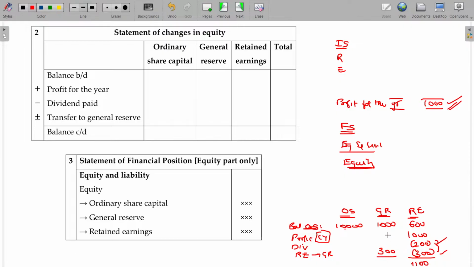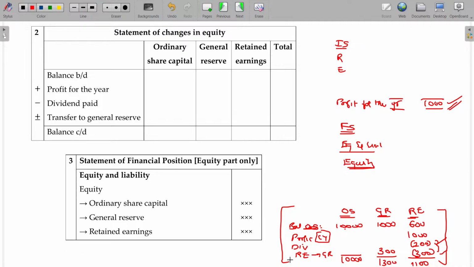In your general reserve for the future requirement, 1000 rupees is the opening balance, and with that 300 rupees from retained earnings is added, then it becomes 1300. And there is no change in the ordinary share. If there is any fresh issue, then it will give rise to the ordinary shares, but we assume there is no change. This will be called the statement of changes in equity. Hope you will now be able to understand.